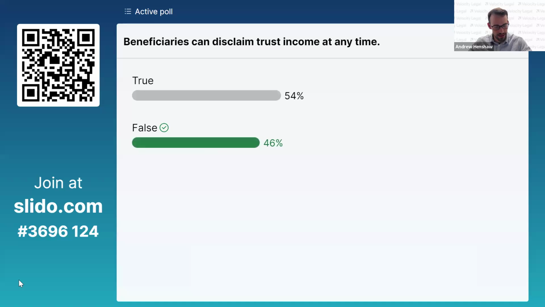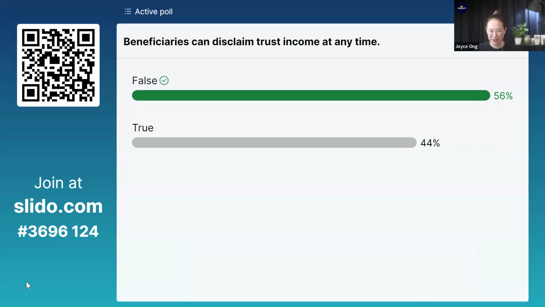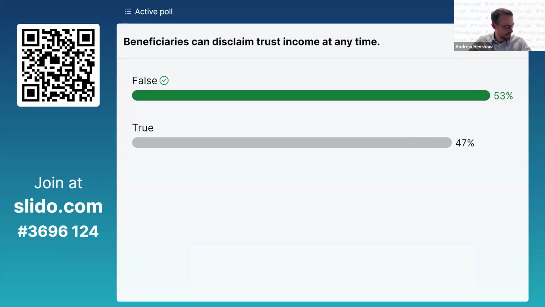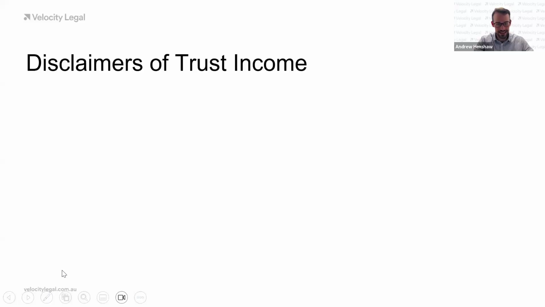Let's see. A bit of a tough one, this one. It's a 50-50 chance. Well, the good news is everyone's right in a sense, because the actual answer is they can disclaim at any time, but it might be that the tax consequences will not change regardless. Oh, okay. So everyone's stuck with the tax. You can say, no, I don't want the money, give you back the distribution. But you're stuck with the tax bill.